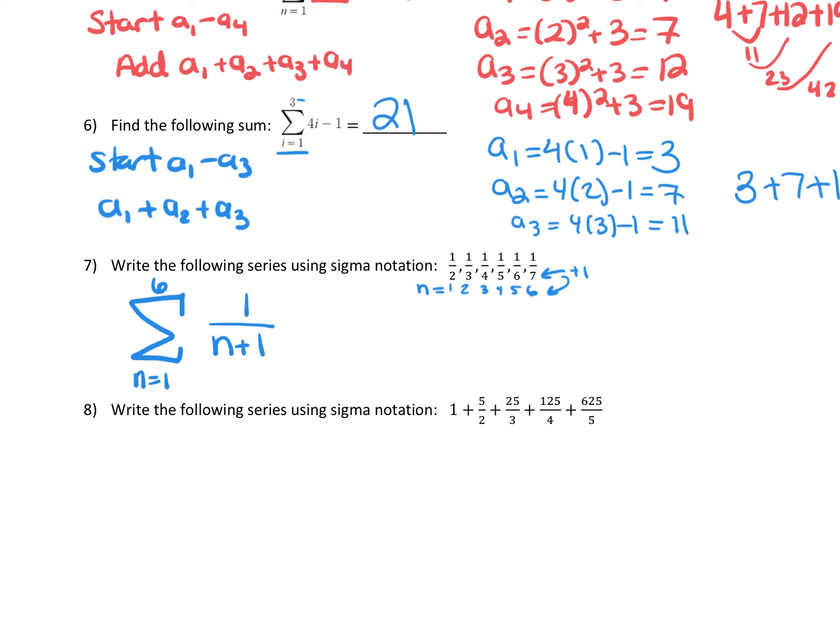And so let's check if this works. So let's say I want to find the fourth term. If I put in 4 for n, do I get 1/5? I do. And so this would be my summation notation.